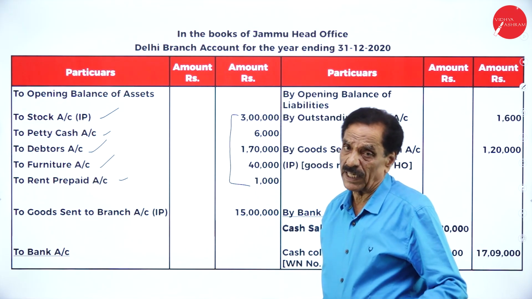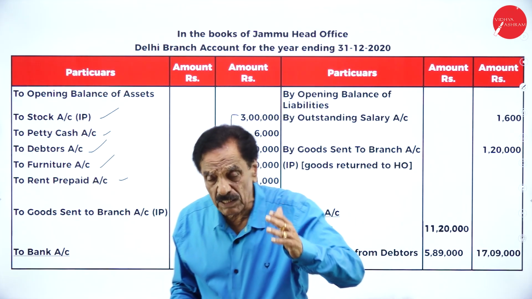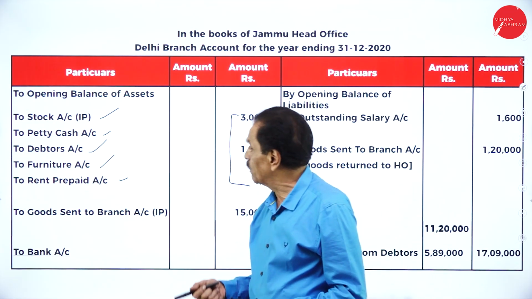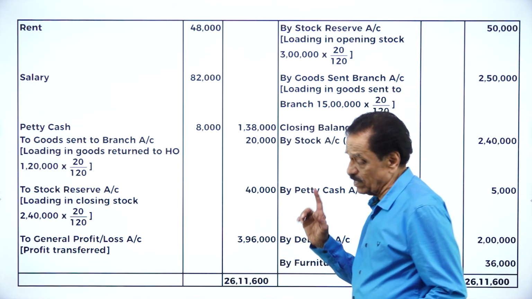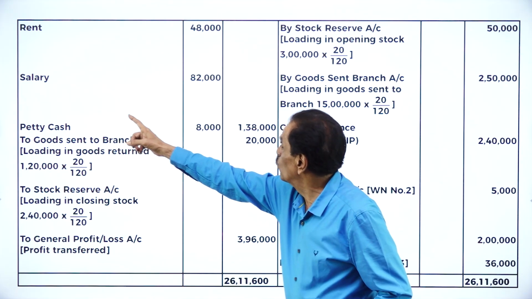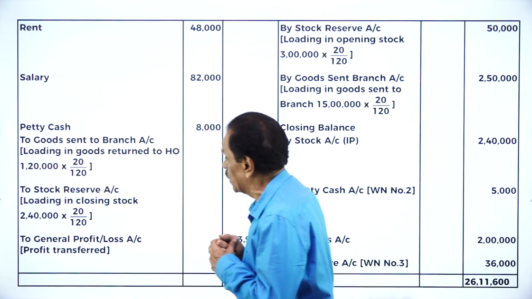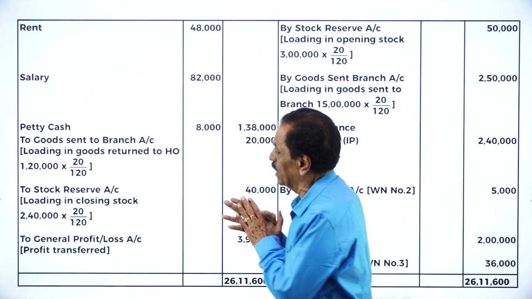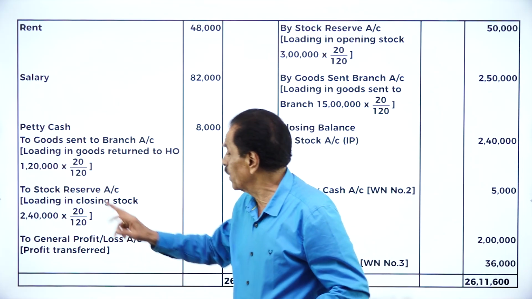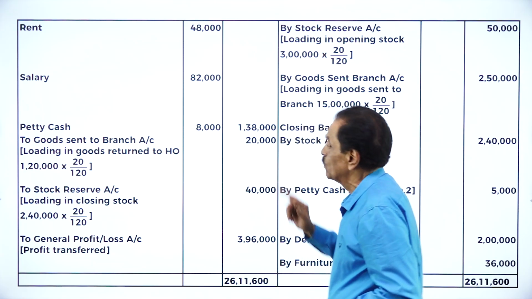Goods sent to branch as per the invoice: the head office sends goods to the branch to the extent of 15 lakh. Then expenses of the branch met by the head office: rent 48,000, salary 82,000, petty cash 8,000, totally 1,38,000. Then goods returned to the head office: 1,20,000, which includes the loading at invoice price. 20 by 120 of this is 20,000.